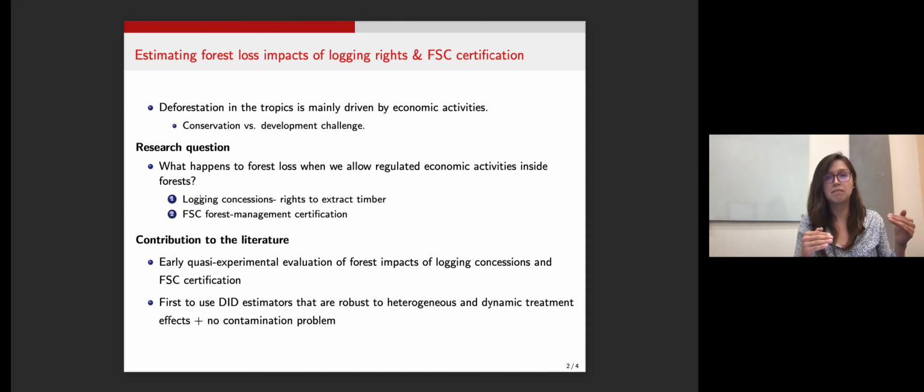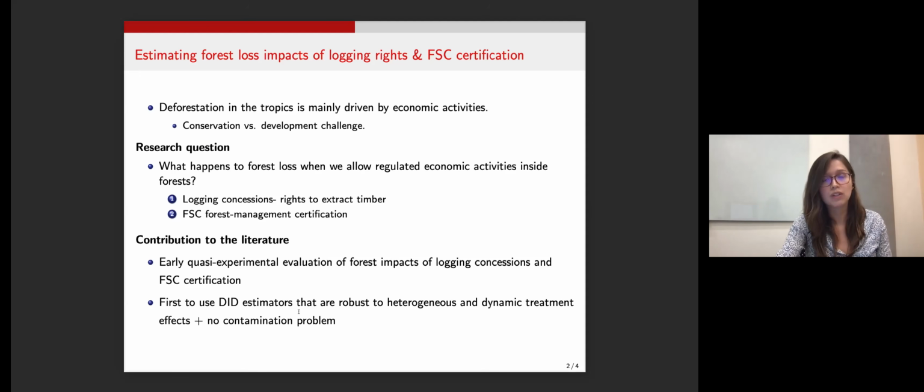And then for FSC, maybe concessions are enough to stop deforestation and FSC is not having any additional effect, or maybe, yes, these stricter standards help reduce deforestation. So the answer is still a bit of an open question, and this is an early quasi-experimental evaluation of these two policies.